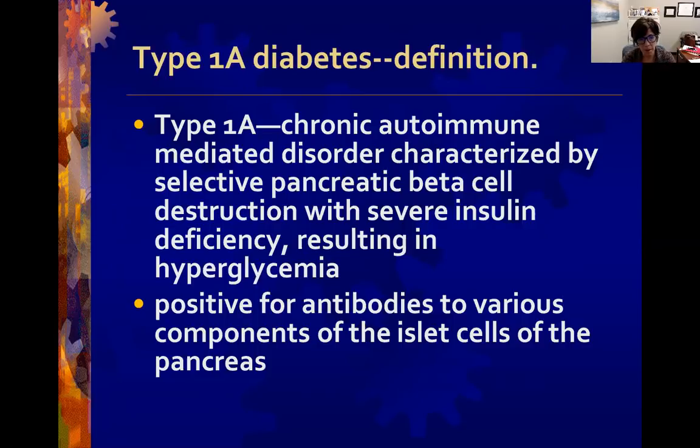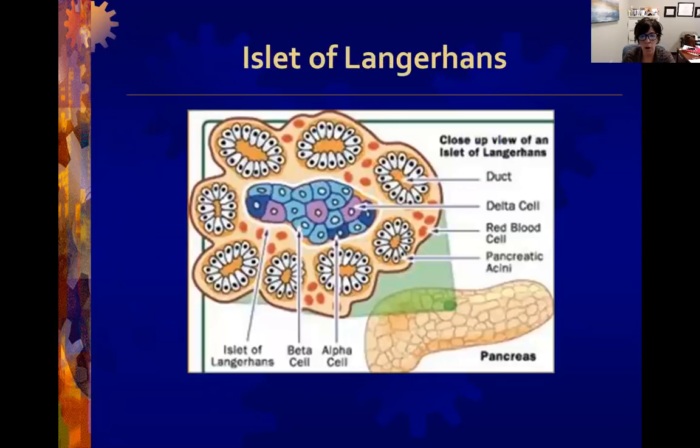So what happens is your beta cells that produce insulin are not functioning anymore, and there's antibodies that are actually attacking those beta cells. So again, antibodies to various components of the islet cells of the pancreas. So recall, this is the islets of Langerhans. Whoever discovered that, Langerhans got to name it. So inside here are your beta cells, also alpha cells, but these beta cells are actually what produces insulin. So it's those beta cells that allow insulin to get into the system.